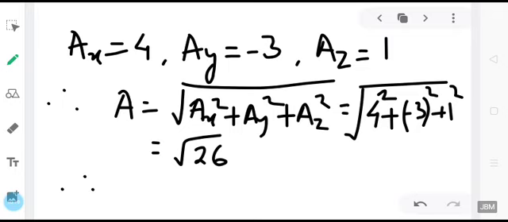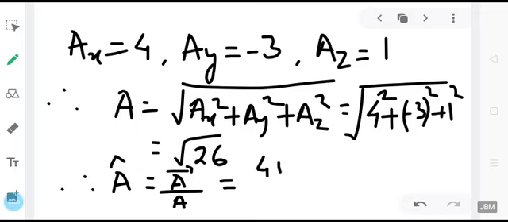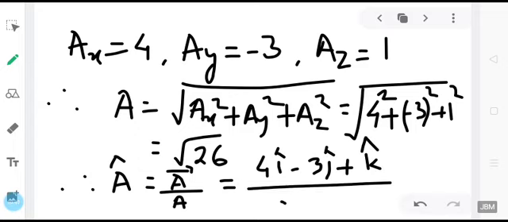Therefore, the unit vector A cap is given by vector A divided by magnitude of A. So that will be equal to 4i cap minus 3j cap plus k cap divided by root over 26. In this manner, we can find out the unit vectors.